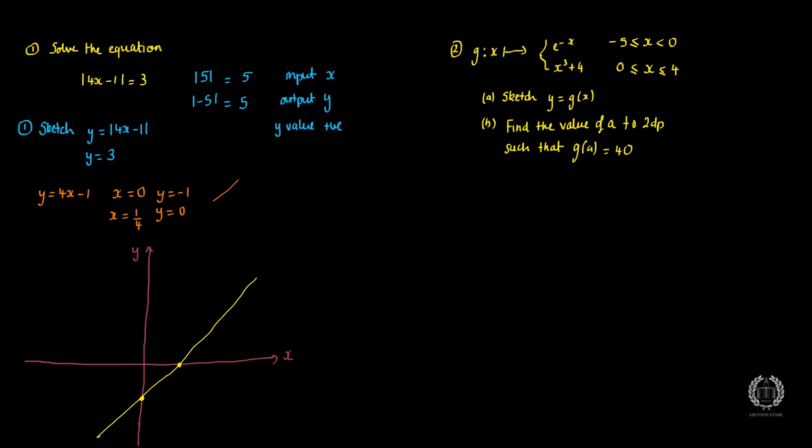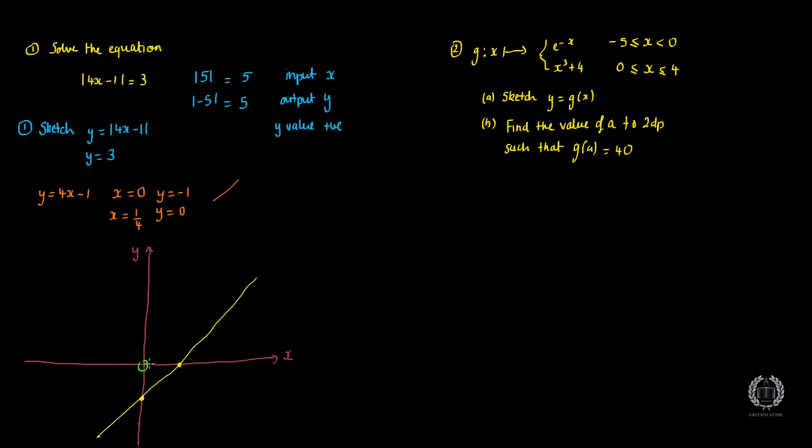But the question was asking for the modulus of 4x minus 1. If you remember our explanation about modulus originally, modulus means our y values have to be positive, right? If you look at this graph, let's say this is 0. From this point to this point, you can see all your y values are negative. We don't want this. We want positive y values.